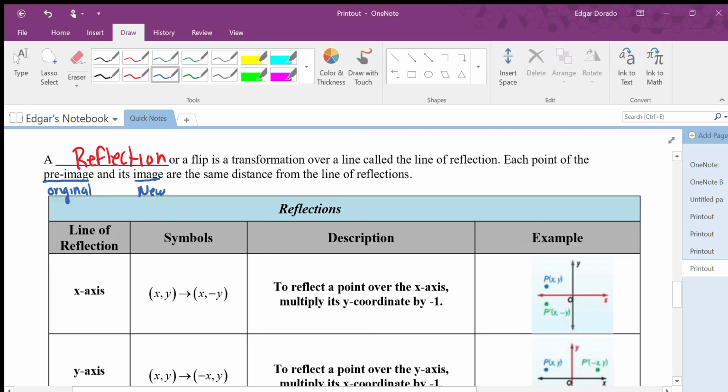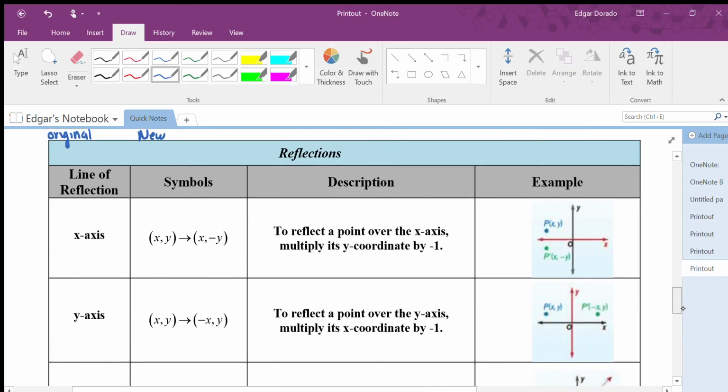Okay, so let's reread that again. A reflection or a flip is a transformation over a line called a line of reflection. We learned that in the last section. And then it says each point of the original and its new image are the same distance from the line of reflection. Okay, so we're going to take a look at exactly what that means here.